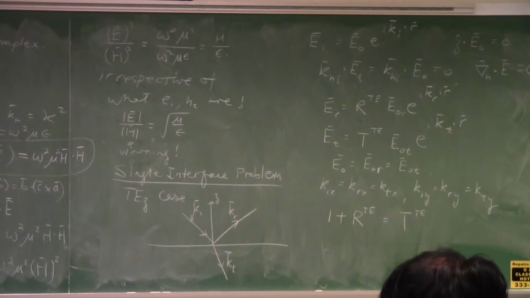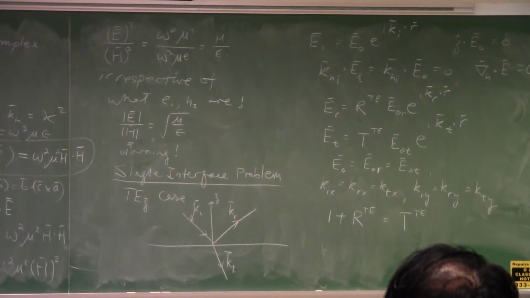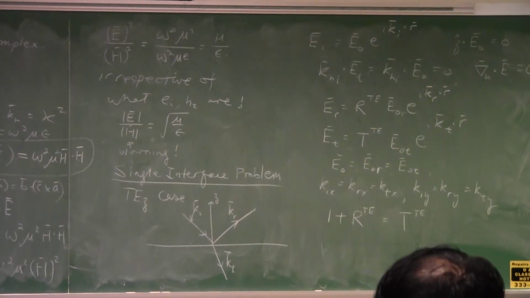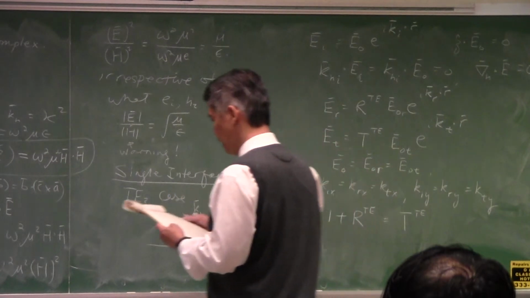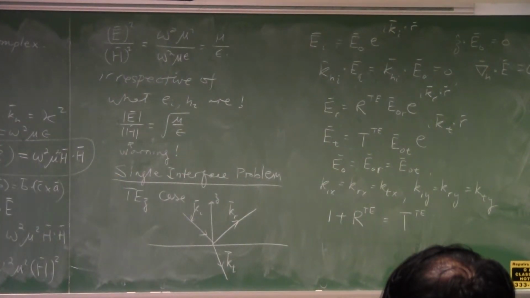So you'd like to find tangential H. If you remember, in order to find tangential H, you say KE cross E is equal to omega mu H. In this new system of equations that we have, KE cross E is omega mu H. So if you use this condition, we can derive a tangential H boundary condition.